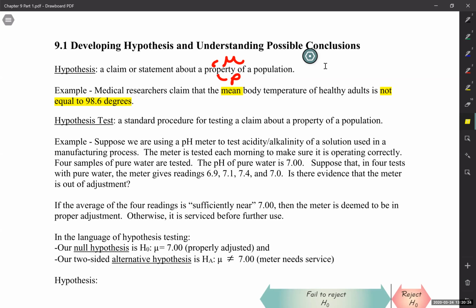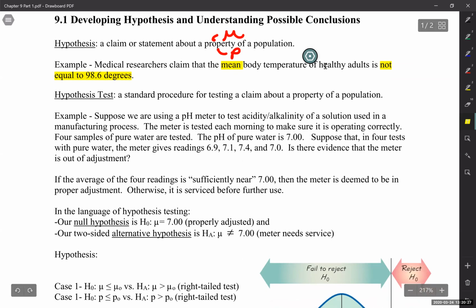So here's an example. We're using a pH meter to test the acidity or alkalinity of a solution used in a manufacturing process. The meter is tested each morning to make sure it is operating correctly. And we have 4 samples that are tested. And it gives us the pH of pure water right here. So the pH of pure water is 7. Suppose that in 4 tests, we get these 3 different meter readings. Is there evidence that our meter is out of adjustment?